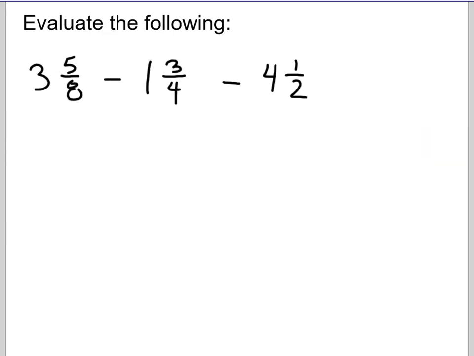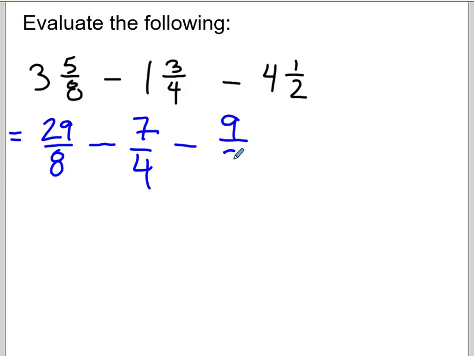Okay, so this has 3 terms and they are all subtracted. Again, I could work with pieces on this and divide up the whole numbers and the fractions. That's one option. But like I said, I really use the improper fraction technique on most problems just because it's quicker for me because my facts are really good. 8 times 3 is 24, 5 more, so this becomes 29 eighths minus 1 times 4 is 4 plus 3 more, that's 7 quarters. And then 2 times 4 is 8 plus 1 more is 9 halves. Okay, so I have everything in an improper format.